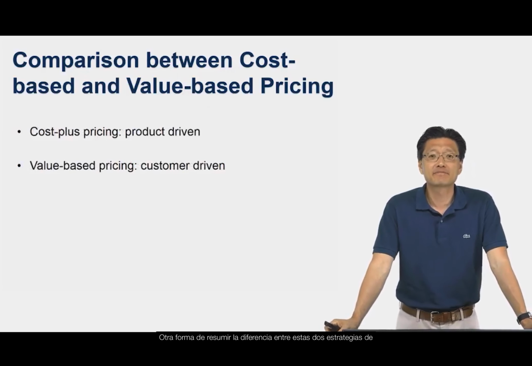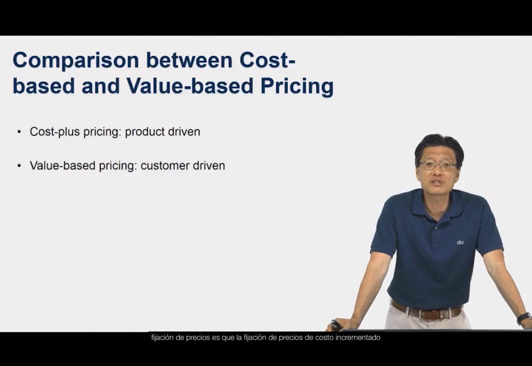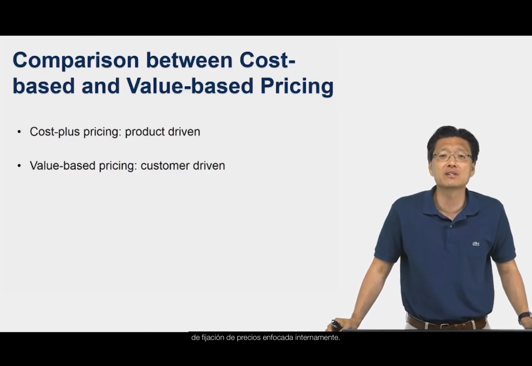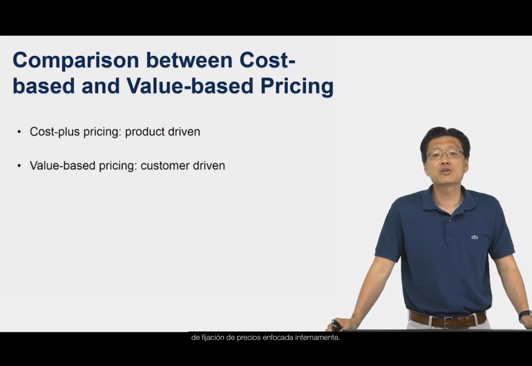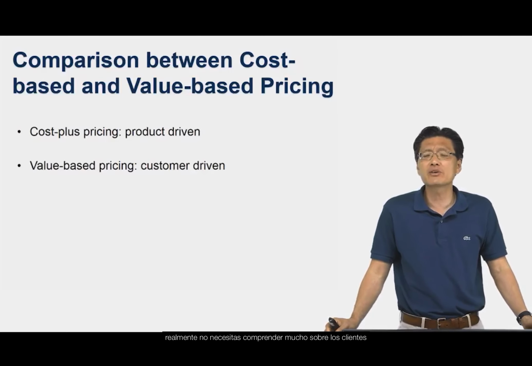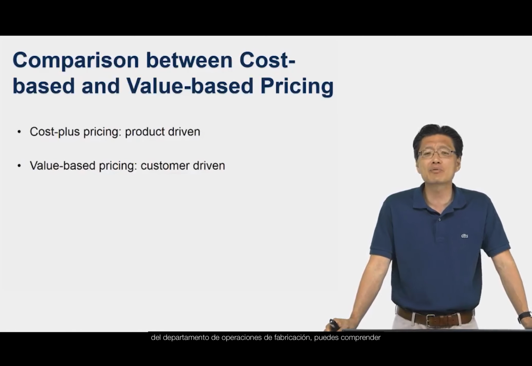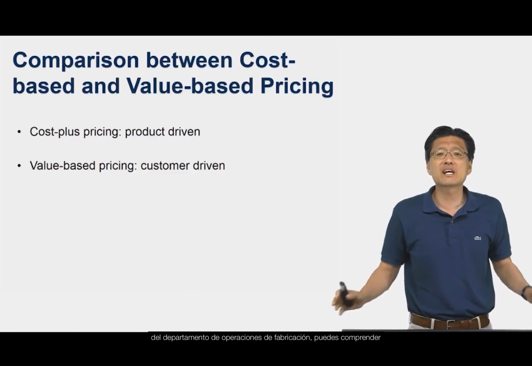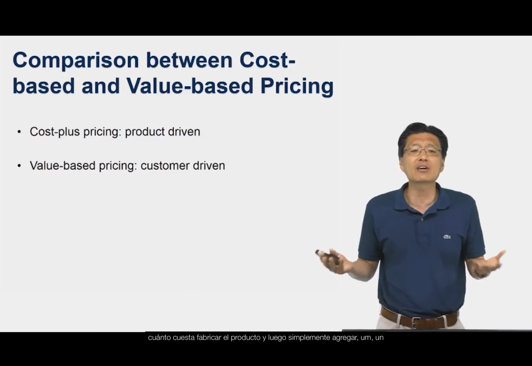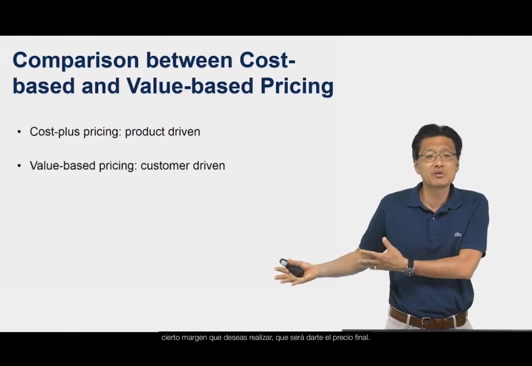Another way of summarizing the difference between these two pricing strategies is that cost-plus pricing is very much product-driven. It's an internally focused type of pricing strategy. In order to implement or understand cost-plus pricing, you really don't need to understand much about customers because everything's internally driven. If you get the data from the accounting department and from the operations manufacturing department, you can understand how much it costs to make the product, and then you just tack on a certain margin that you want to realize, which will give you the final price.